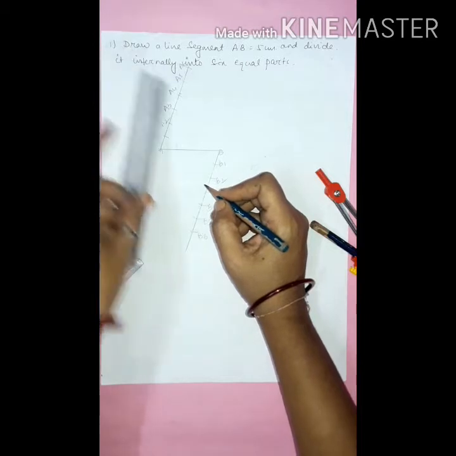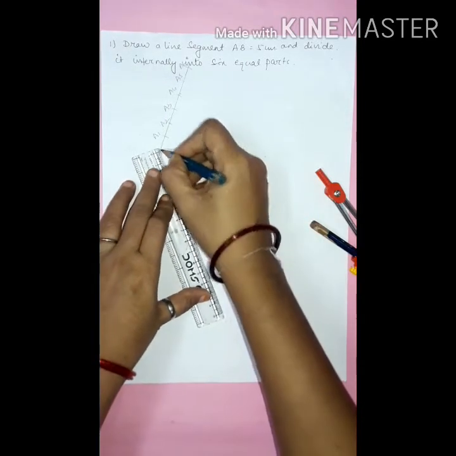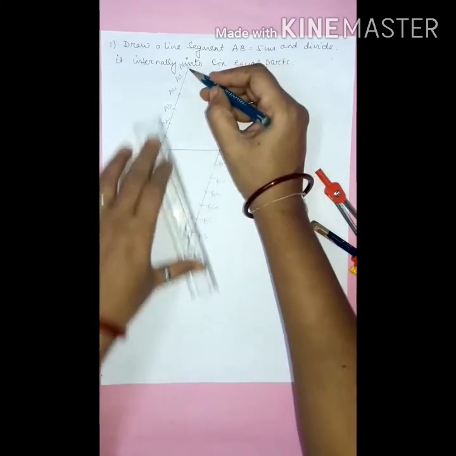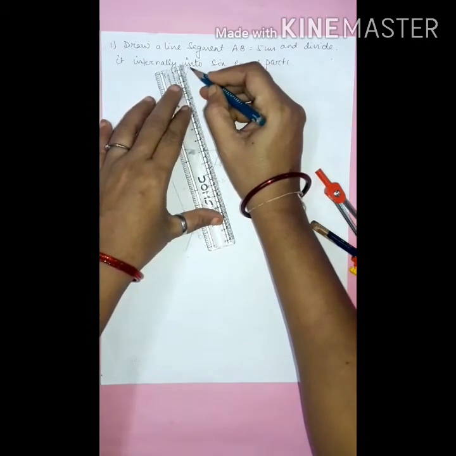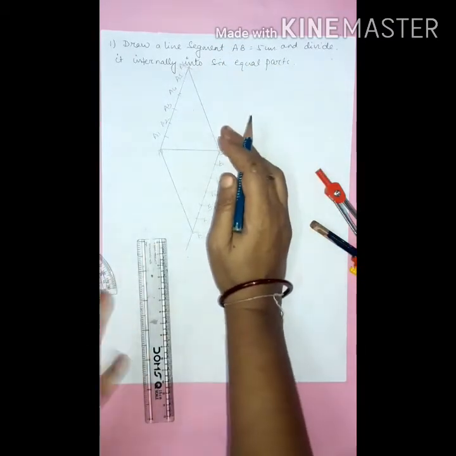Now what we will do here, join first A to B6. Join first A to B6. And this is the A6 here, A6 to B. You join this one. Now it becomes a rhombus, like that it will be.